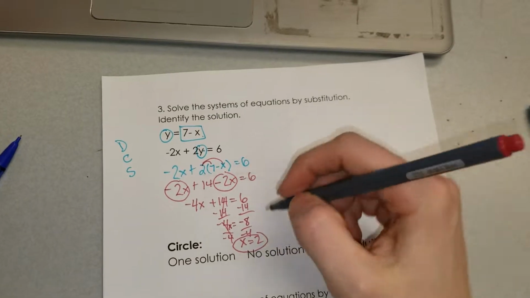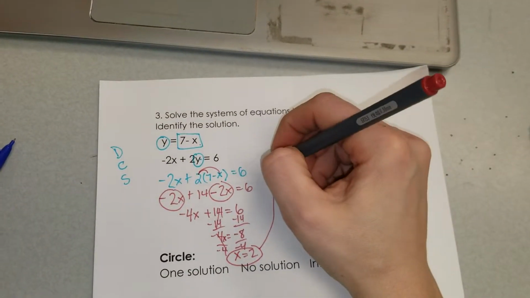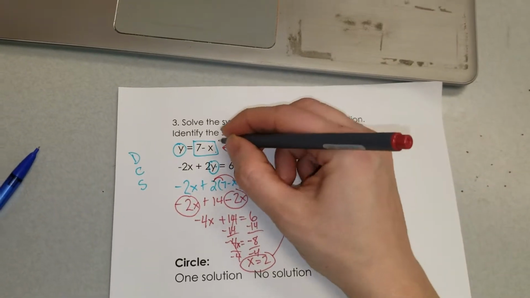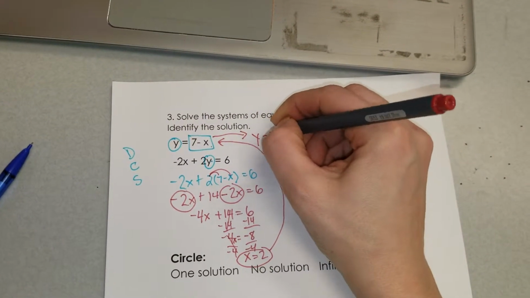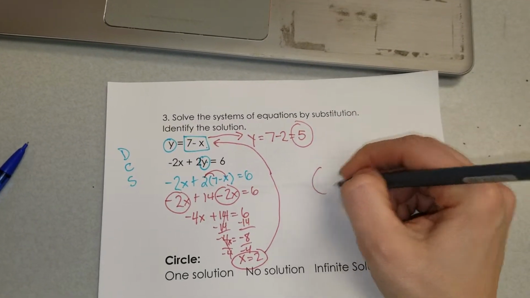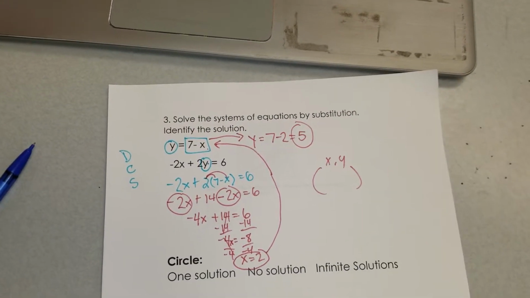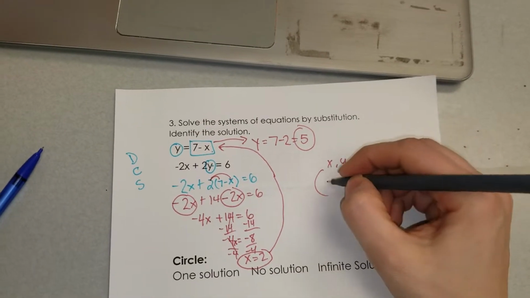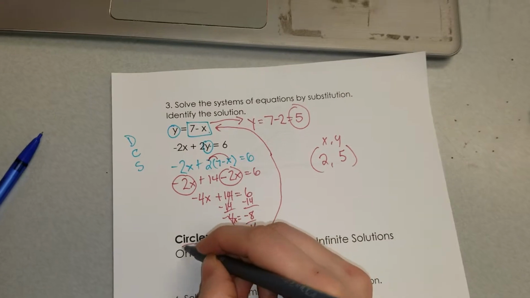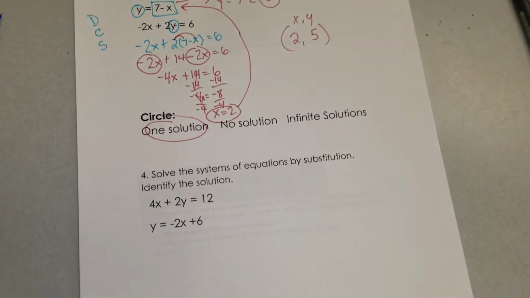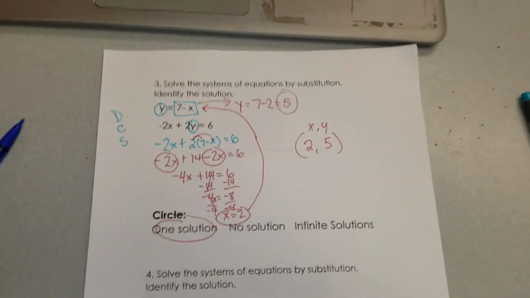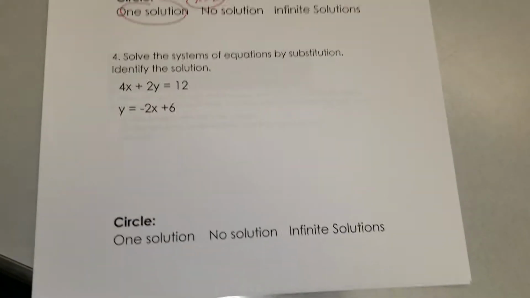Step 5 says to take that answer and put it back into the box. So y equals 7 minus 2, which is 5. So the final solution, remember we always write as x, y: x is 2, y is 5, and that means they actually intersected. So one solution. Okay, so go ahead and pause the video and attempt number 4 by yourself.